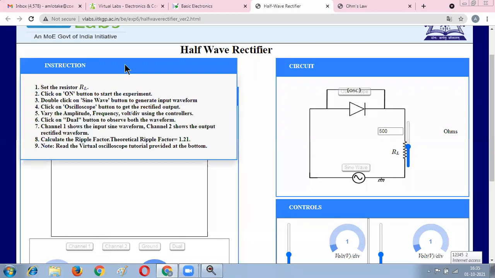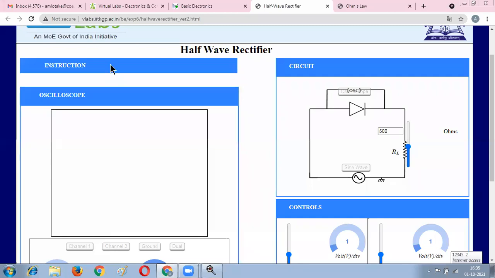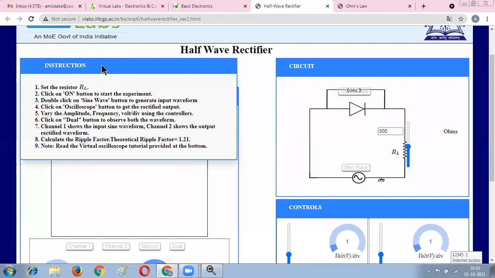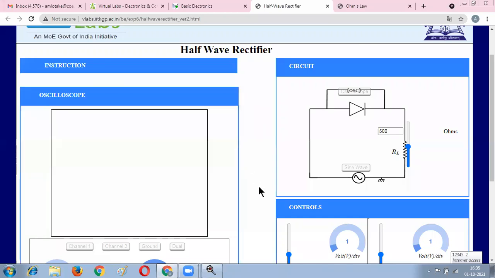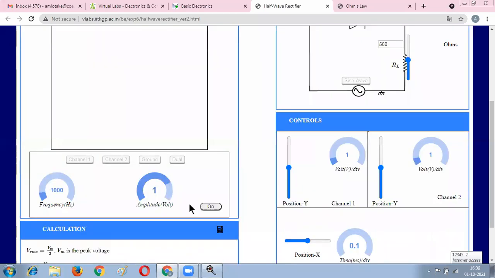You have to read carefully whatever instruction is given for the virtual lab. There are no difficulties there because the instructions are given clearly. You only have to follow that instruction. Next step is what? Click the on button to start the experiment. Now where is your on button? See, here is your on button. So click on the on button. So you have completed the second part.